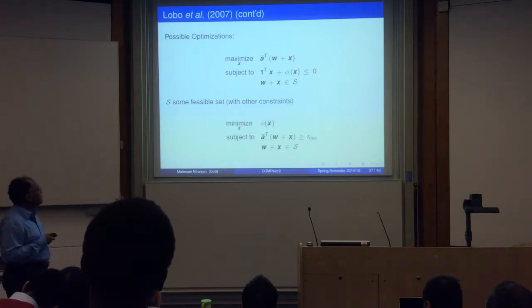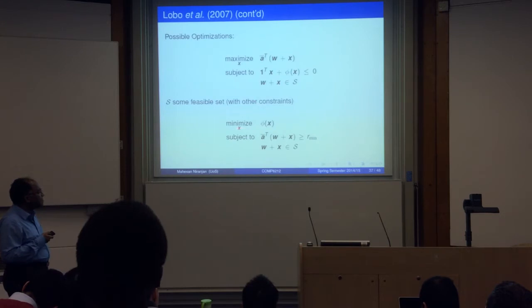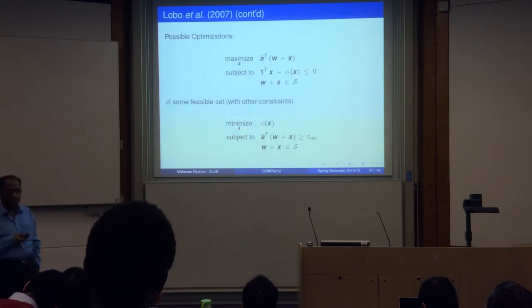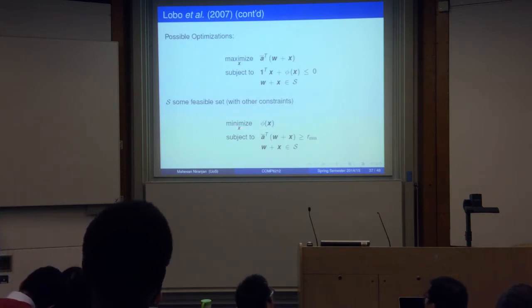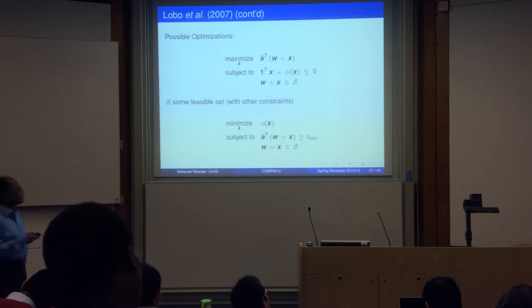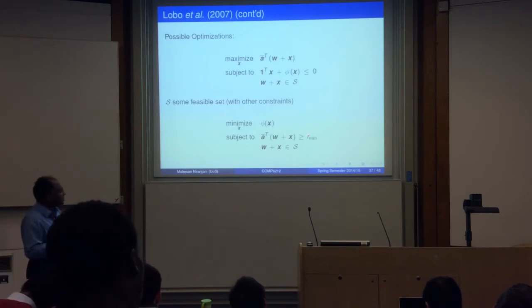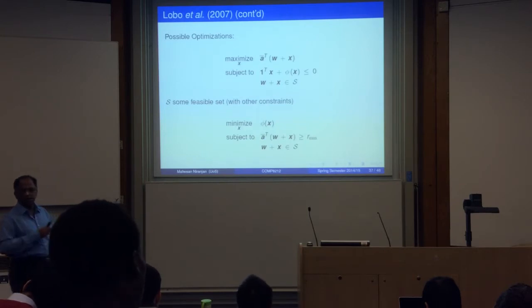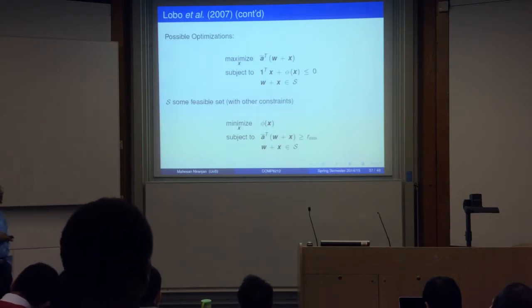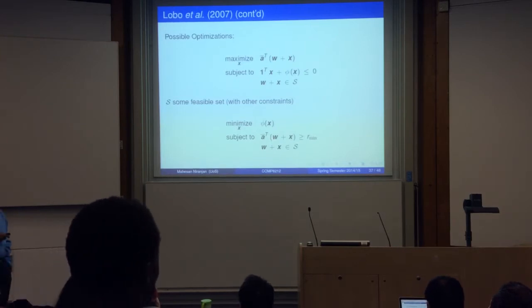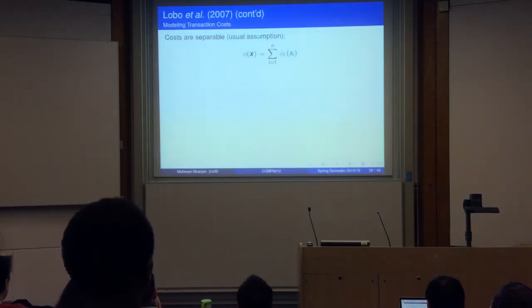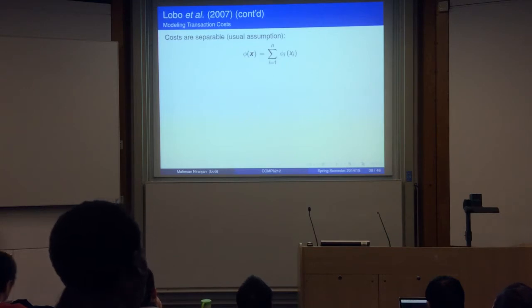The other way of thinking about it is to say, I want to pay the minimum cost of making this readjustment to my portfolio, subject to achieving at least a certain amount of return as a result of doing this. Both are sensible things to do, and that's the sort of thing that people would do. What would these transaction costs look like?